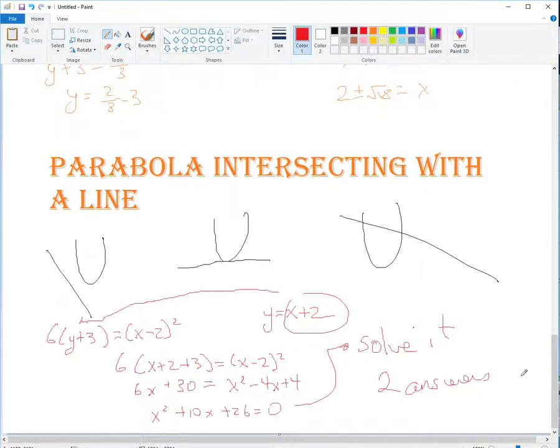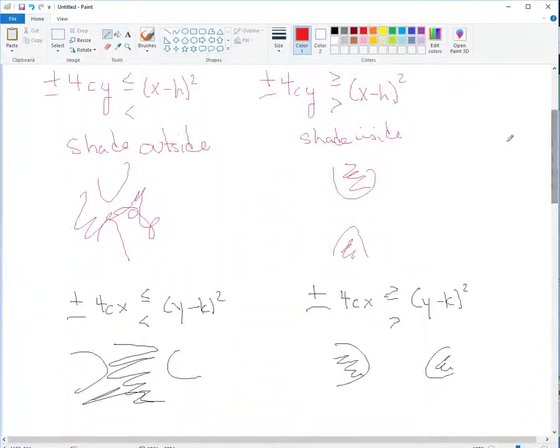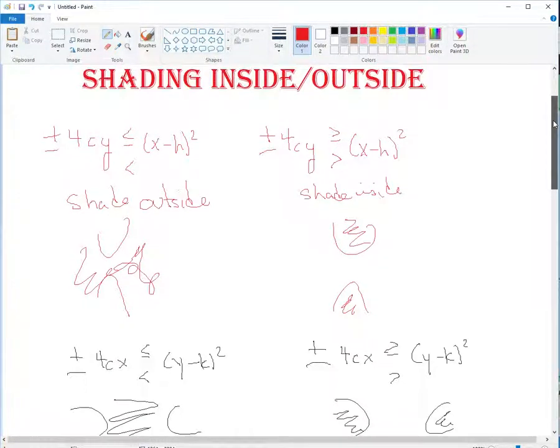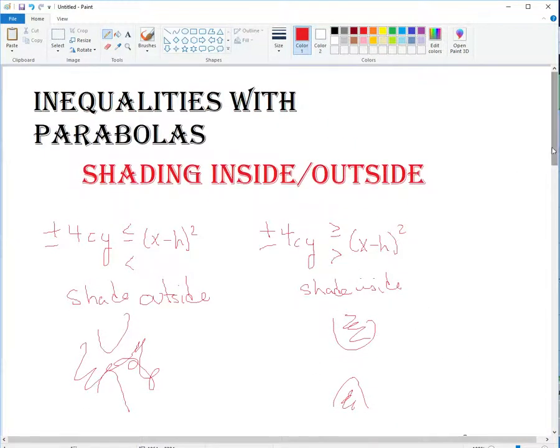Okay, today's a very quick short lesson because you know how to do everything that we're doing in here. The only thing that is new is this properties rule right here, where if you are doing the shading, if y is on the small side, you shade outside, y is on the big side, you shade inside, or vice versa, if x is on the big side inside, x on the small side outside, depending on if it's vertical parabola or horizontal parabola. Okie dokie, so go to it.